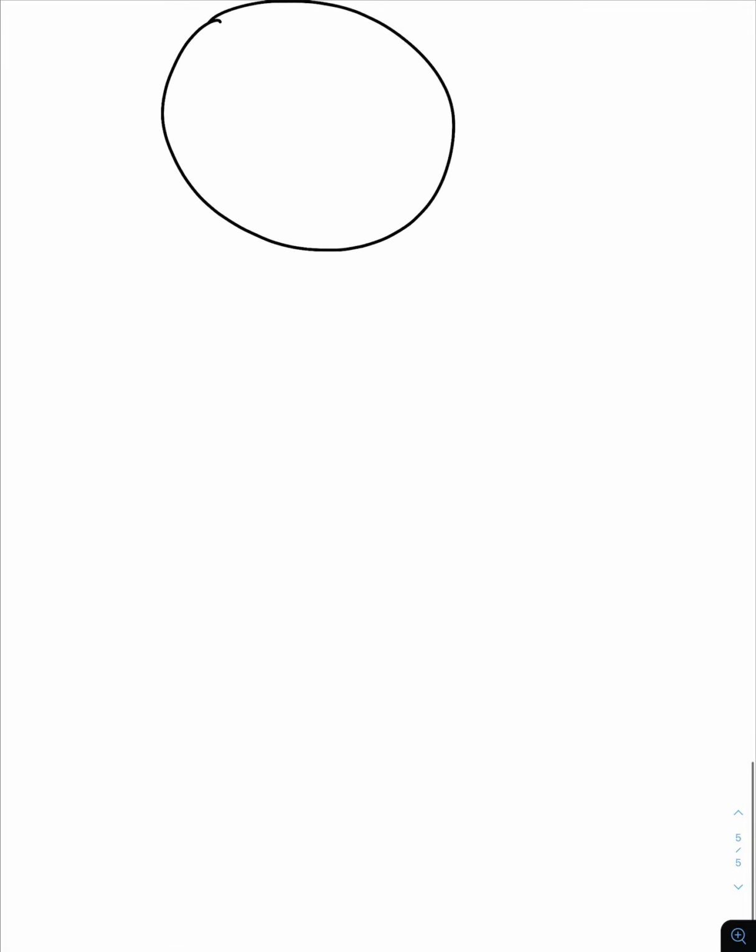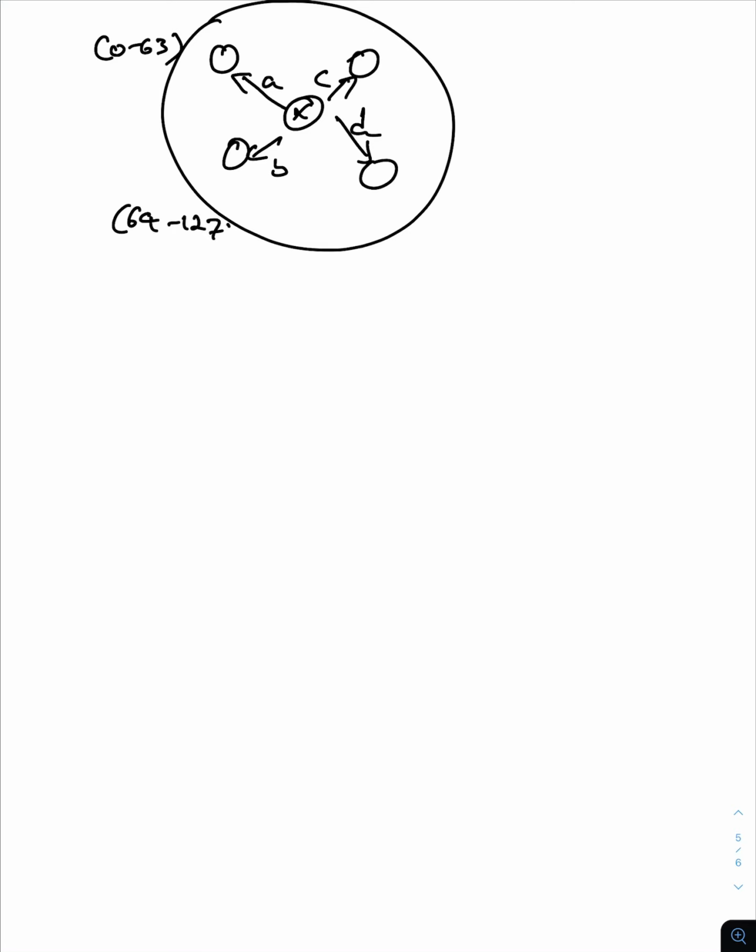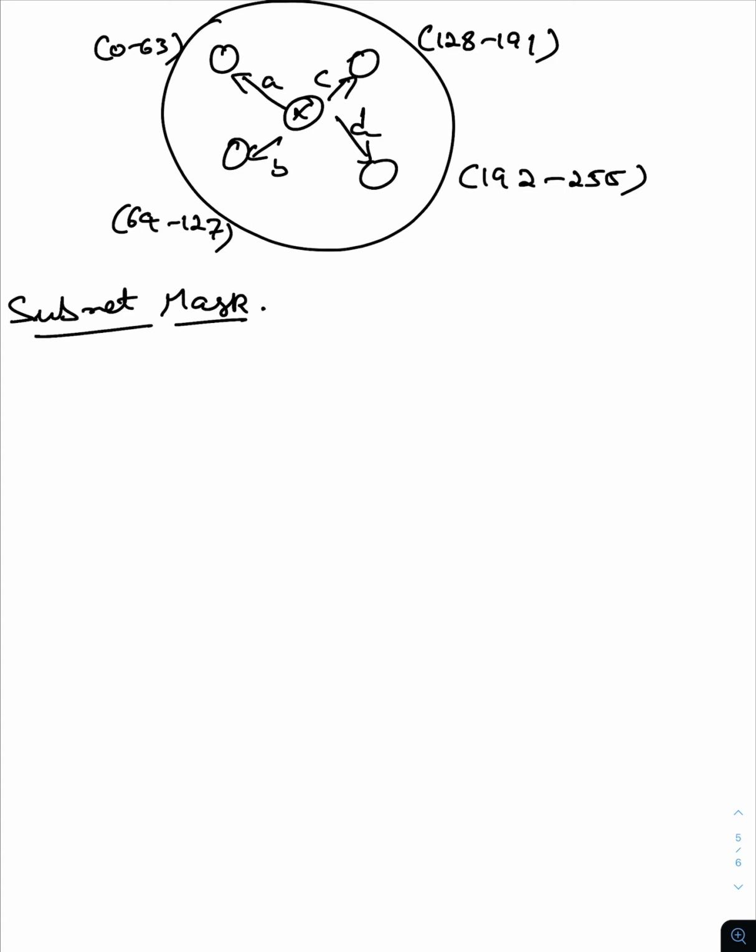So as I told, here you have your networks A, B, C and D. Here the range is 0 to 63, 64 to 127, 128 to 191, 192 to 255. And as I told, subnet mask is the logic used by the router to decide the network where it has to send the packet to. So our destination IP is 200.1.3.130.